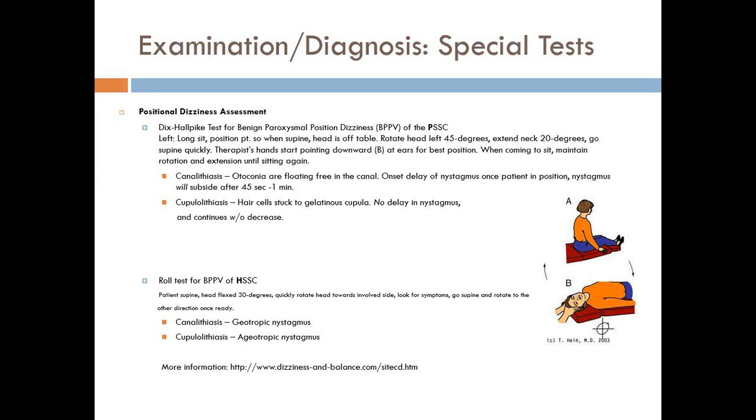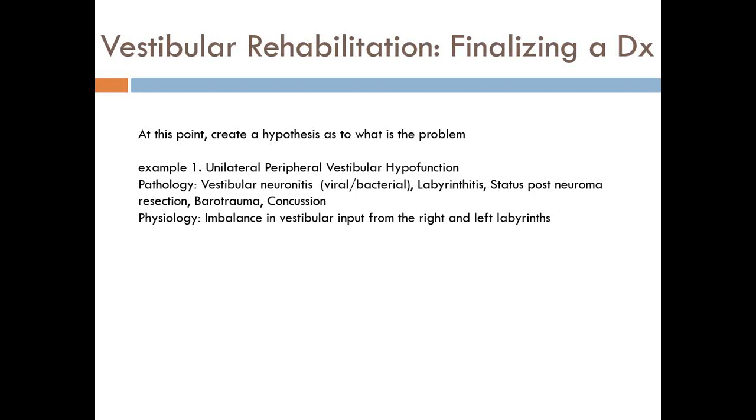If you can read through the testing, it's going to be hard for me to go back and explain, but essentially we're looking for nystagmus, which is a beating of the eye. You have a slow movement in one direction, and then a snapping back in the opposite direction. And a quick review for everybody, we have two types of nystagmus. We have the spontaneous or gaze evoked.